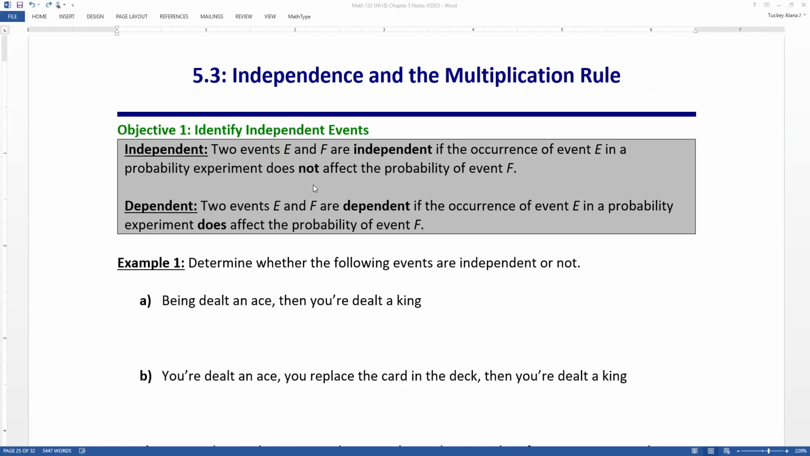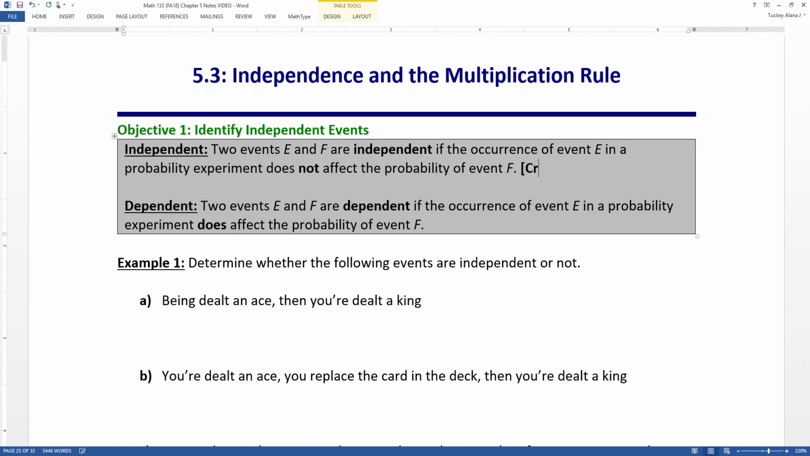So let's think about independent. Two events E and F are independent if the occurrence of event E in a probability experiment does not affect the probability of event F. Okay, so first of all, it doesn't have to just be two, but it's just easiest to explain with two. And you know a lot of things that work like this. So there's a lot of probability experiments that are independent.